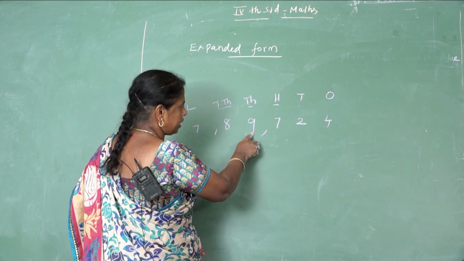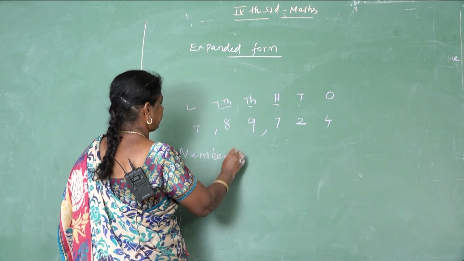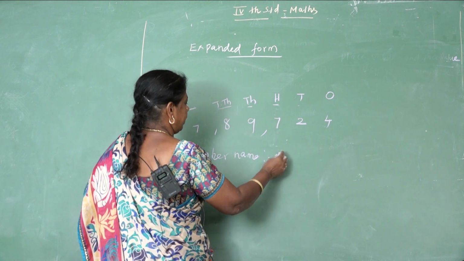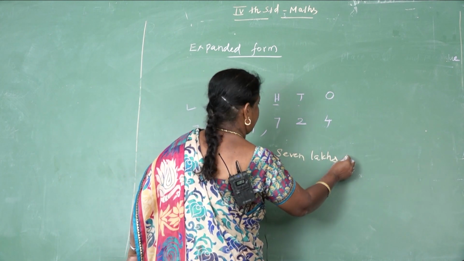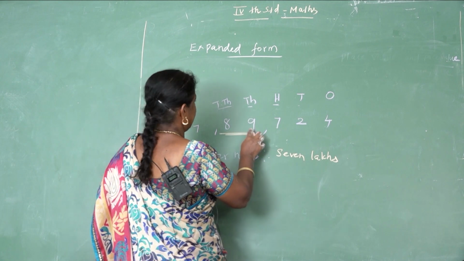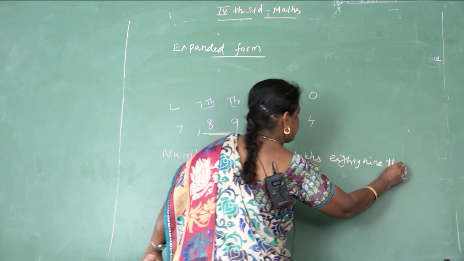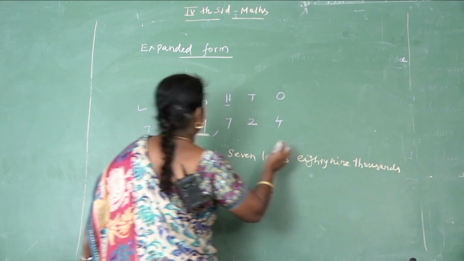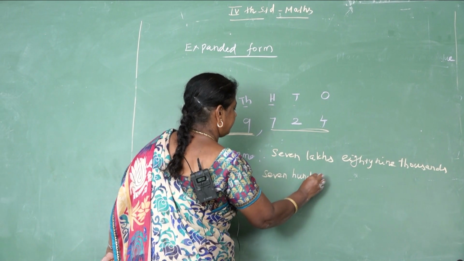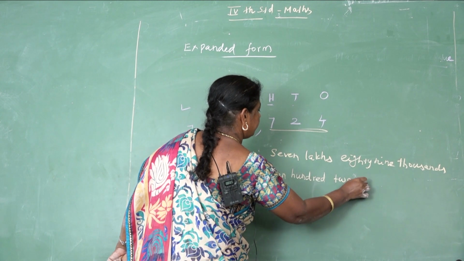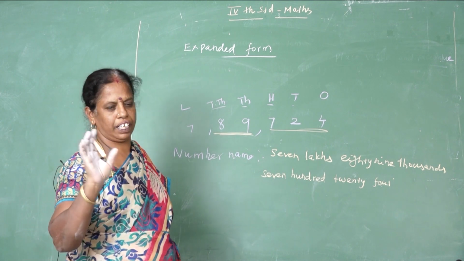Now say the number answer. So 7 lakhs 89,724. So write the number name. So what is that? 7 lakhs. Next, how much are these? 89,000. Eighty-nine thousand. Then how much of these? 724. Okay, children, can you understand? Okay, thank you, children. We will see later.